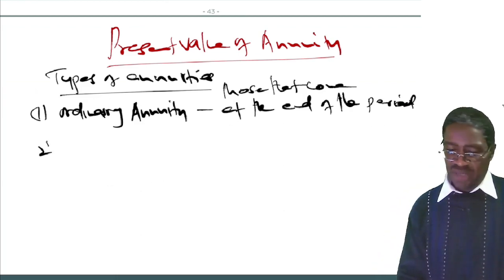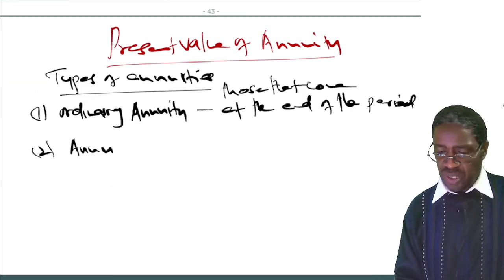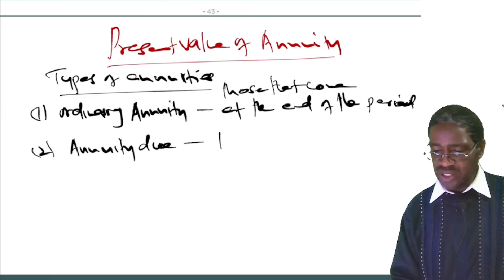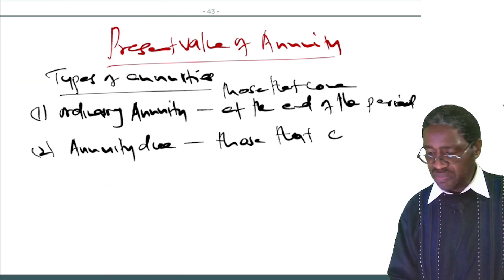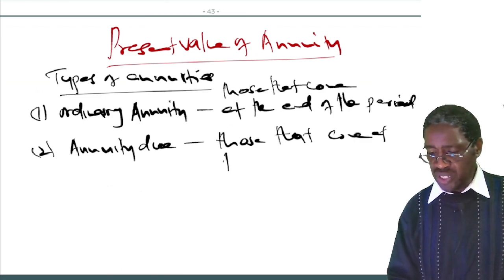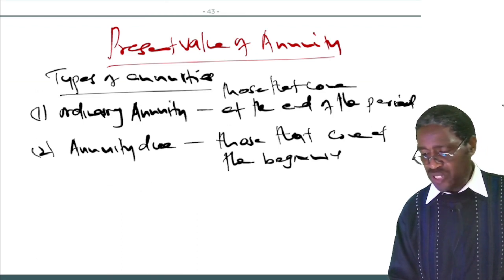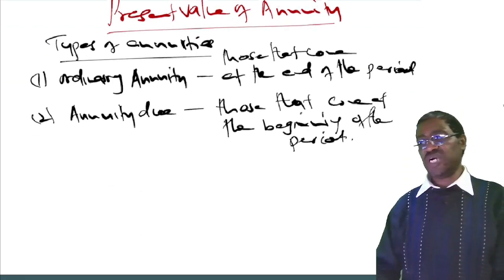Then you can say here number 2, annuities due. Then you put a dash: those that come at the beginning of the period. Are you there? Good.